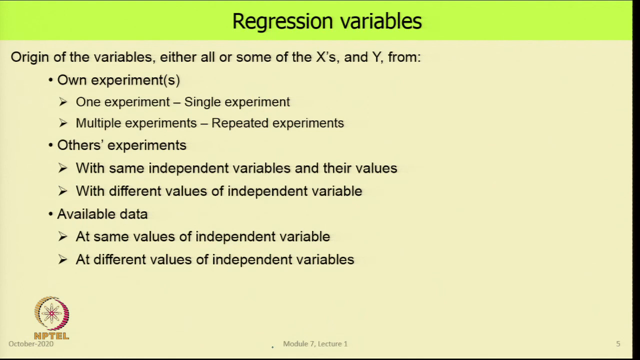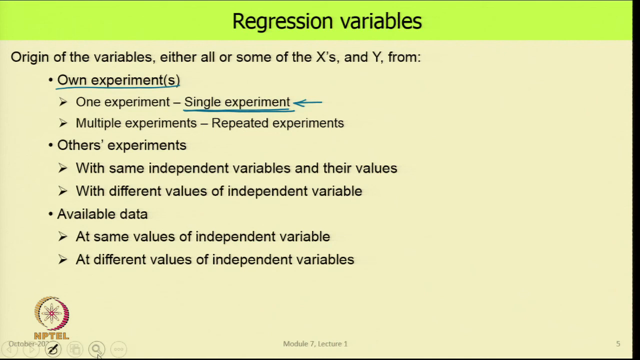Now, a word about where these variables are from. In general, the dependent and independent variables could be from one or more sources, and here are the various possibilities. All of them could be from our own experiments, and within this we could have done just one experiment, which we have so far called single experiment. And we saw in the uncertainty analysis of a result, what were the techniques we used for a single experiment.